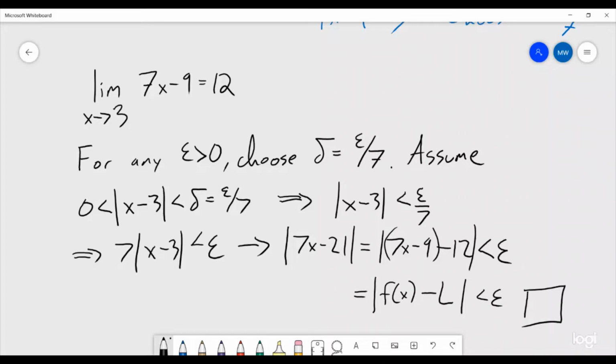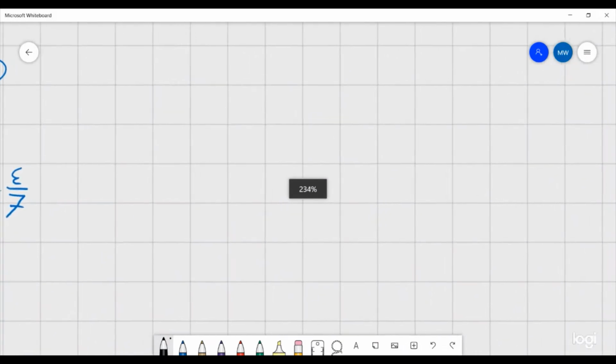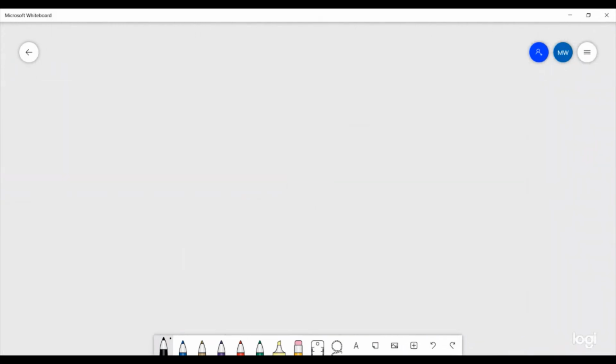Let's go through a slightly more complicated one together then. We're going to do a quadratic this time, so let's look at the limit as x approaches negative 3 of x squared minus 9x plus 2. We want to show that that limit is going to be equal to, let's see, is that going to be 38? Yes, that's going to be 38. So let's go through and do this limit together.